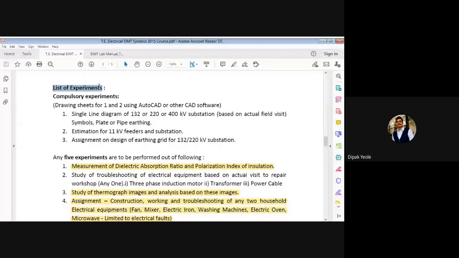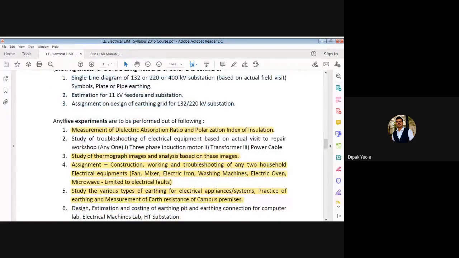So this is the list of our experiments, and these compulsory experiments we have finished from the last 3 turns of the EIMT session. So no doubt these experiments are the study-based experiments majorly. And now we are interested in performing any 5 experiments out of the following.